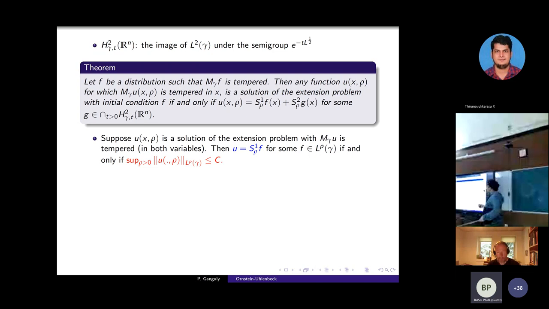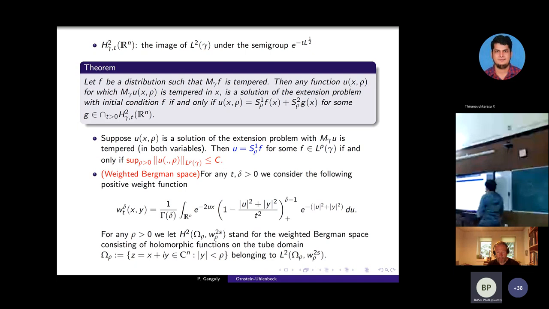To state that, I need some more notation. That is, we will consider this new weighted Bergman space. So given T and delta positive, we consider this weight W delta (x, y), which is not completely explicit, but looks nice. So we consider this weighted Bergman space H2 of Omega rho with weight W rho to the power 2s. And Omega rho is basically the tube in the complex domain. The Bergman space consists of all holomorphic functions in the complex domain which belong to this weighted L2 space.